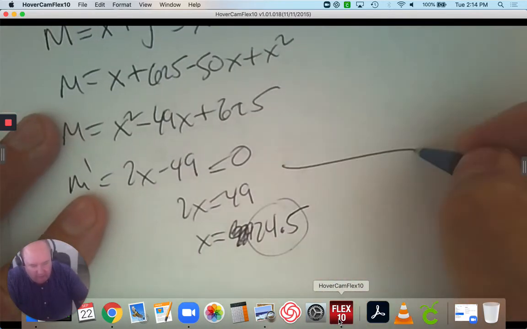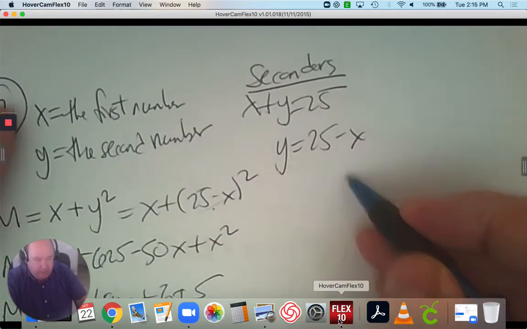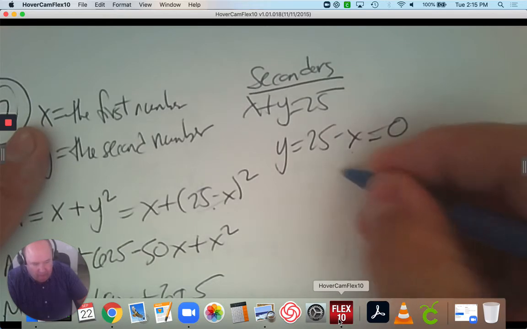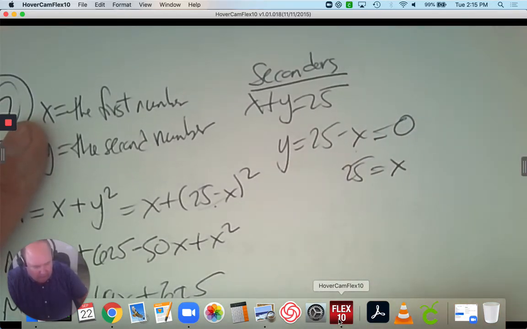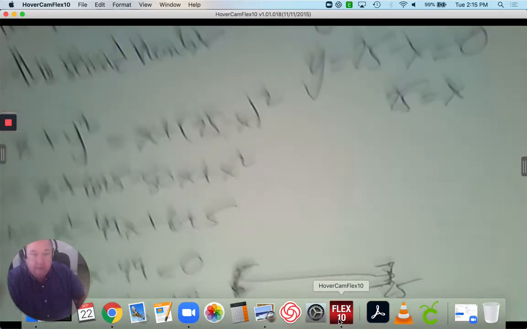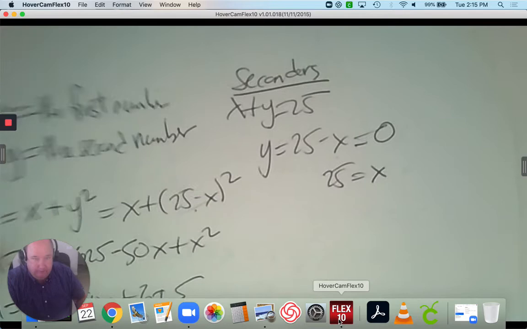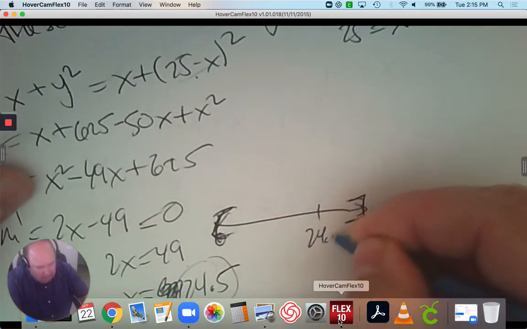So I'm going to do a number line for 24.5. And because I have adding and subtracting, if you make this equal to 0 and add x to the other side, I know it goes from 0 to 25, and 0 is included, and 25 is included. But it goes from 0 to 25, all the numbers. So 24.5 is here somewhere.